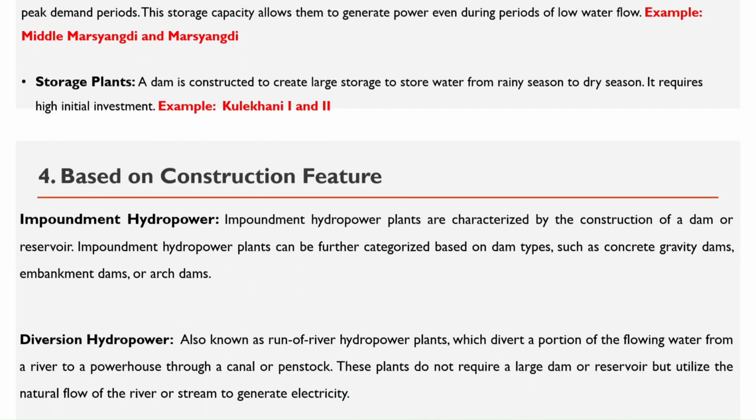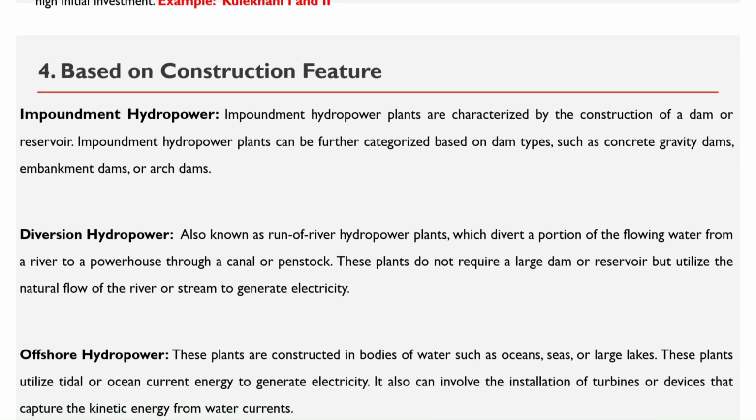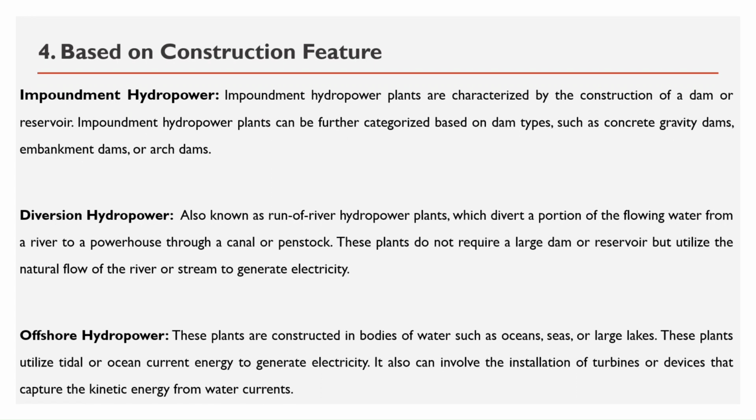4. Based on construction feature. Impoundment hydropower. Impoundment hydropower plants are characterized by the construction of a dam or reservoir. They can be further categorized based on dam types, such as concrete gravity dams, embankment dams, or arch dams. Diversion hydropower, also known as run-of-river hydropower plants, divert a portion of the flowing water from a river to a powerhouse through a canal or penstock.